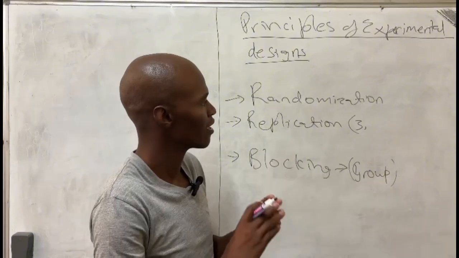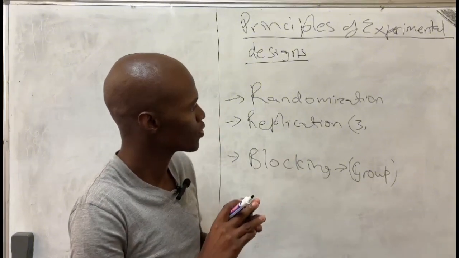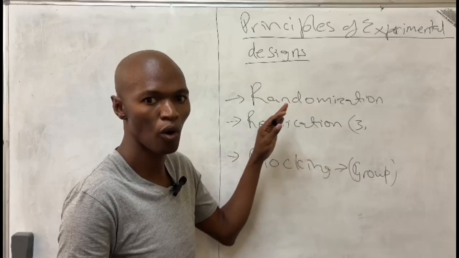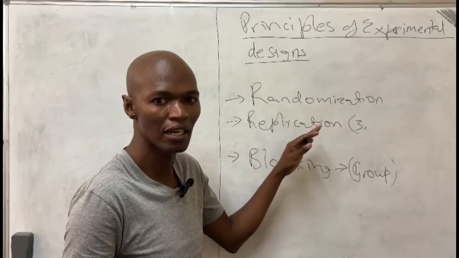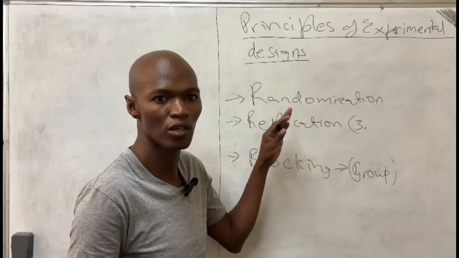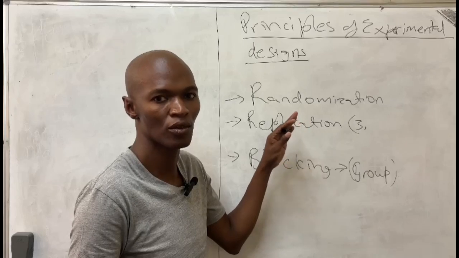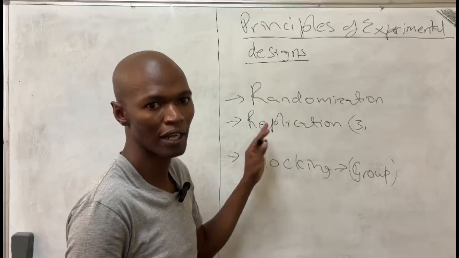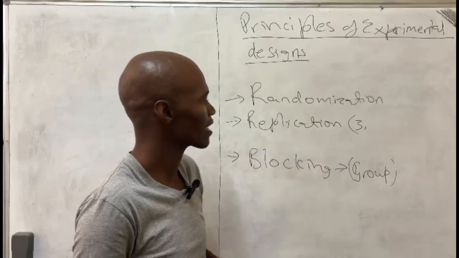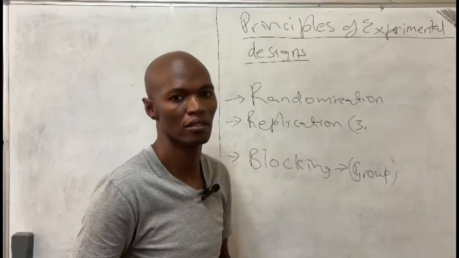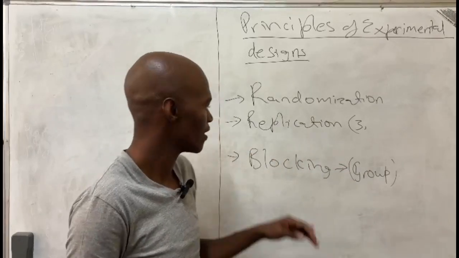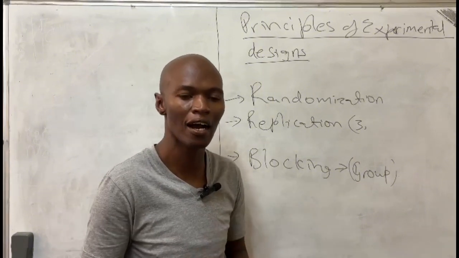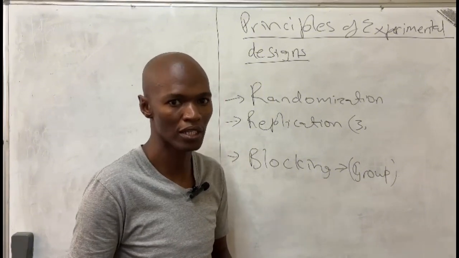All the experimental units, they have a right to be selected. All the objects or the subjects that you are going to use in your research, they have equal right to be selected. So that is the randomization. Then the other thing is you have to replicate. Don't do it once, replicate. Then the last one is blocking. That depends on the nature of the experimental units.